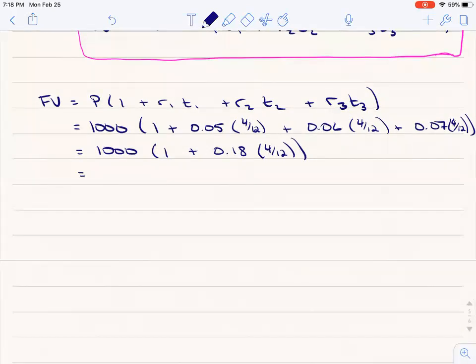So then we have 1,000 times 1.06 is 1,060. So after all these rate changes, every 4 months, we would have $1,060 in a year. Any questions about that? Okay.